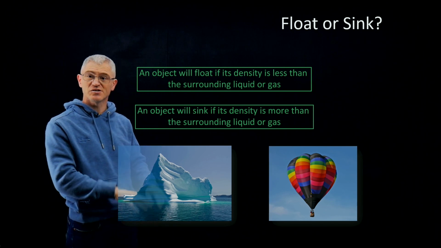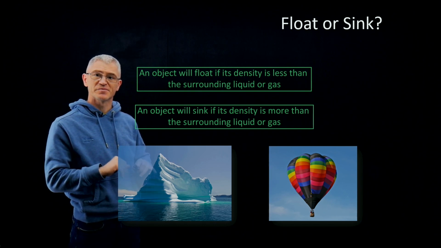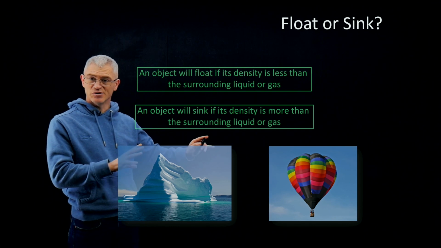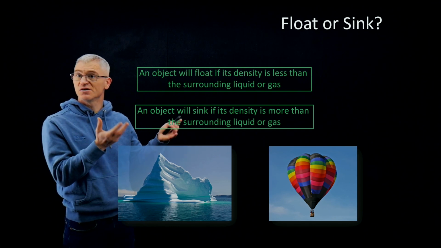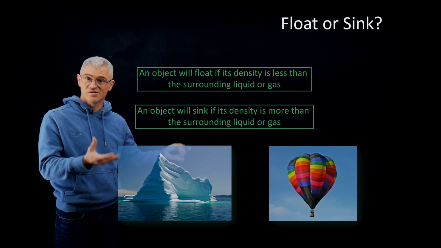So this liquid is water, this is ice, this must be less dense than the water. And the same thing with the balloon. It's less dense, the air in the balloon, than the air around it, so it floats. And the opposite, it will sink if its density is more than the liquid or gas.